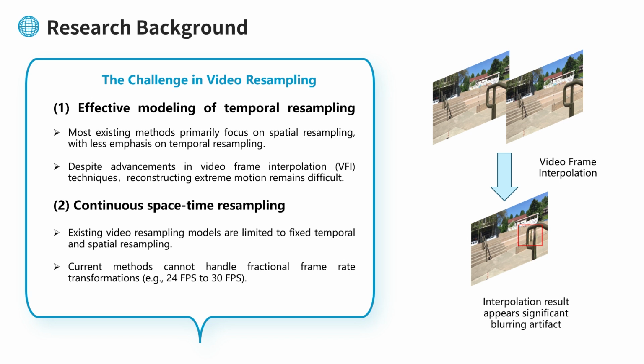Secondly, achieving continuous space-time resampling is an underexplored area. Current models are typically limited to fixed, often integer-based, temporal and spatial resampling factors and cannot handle fractional frame rate transformations, such as converting 24 fps video to 30 fps.